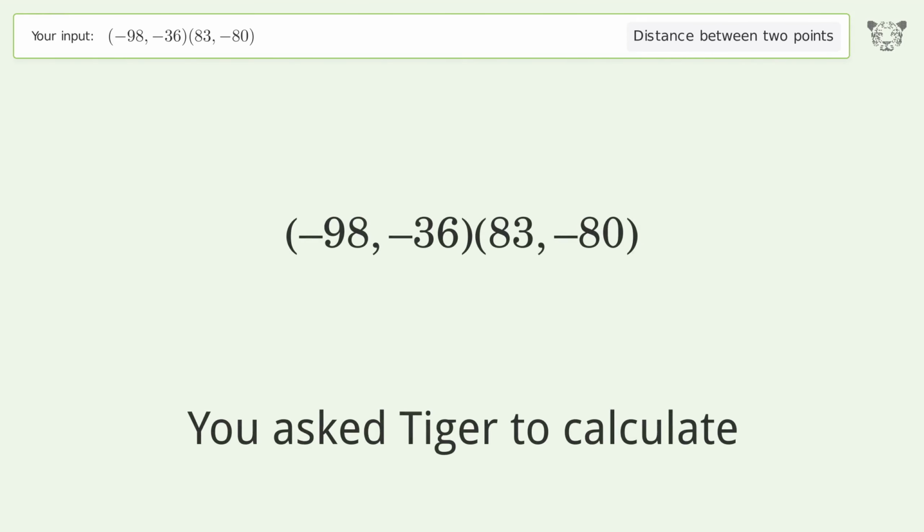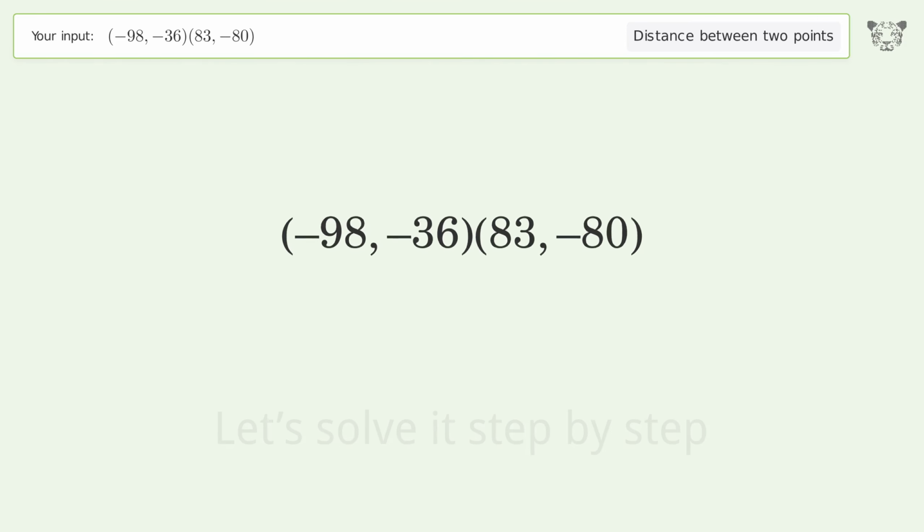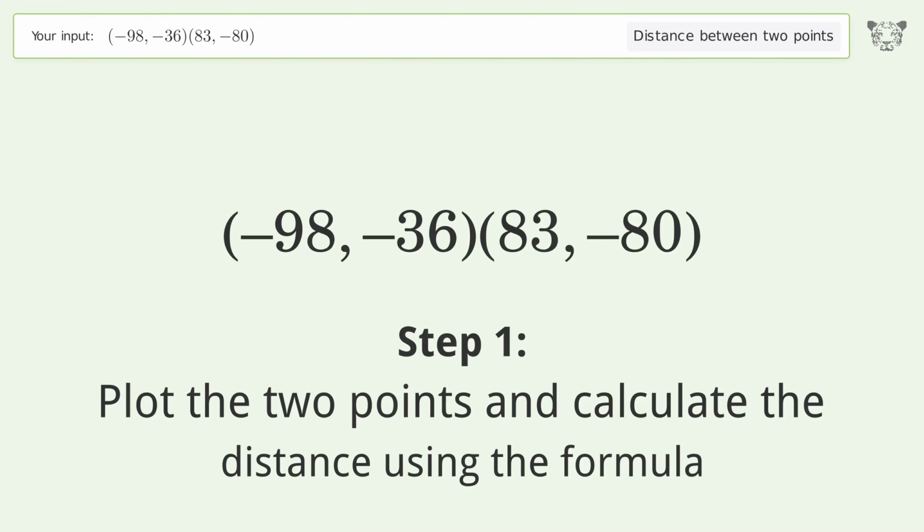You ask Tiger to calculate. This deals with the distance between 2 points. The distance between the 2 points is the square root of 34,697, or 186.271. Let's solve it step by step. Plot the 2 points and calculate the distance using the formula.